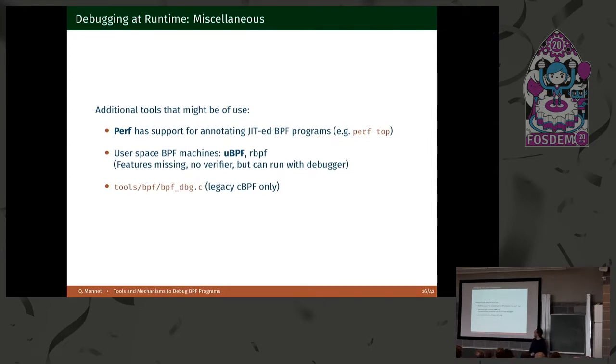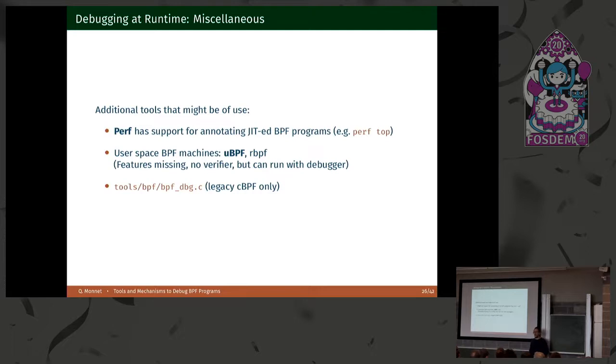A small number of things to know about debugging at runtime too. perf has support for annotating jitted BPF programs, so you can run perf top and go to the annotated part, and you can find the instructions of your program on which the CPU is spending some time. So if you need to check what's happening on that side, you're covered.